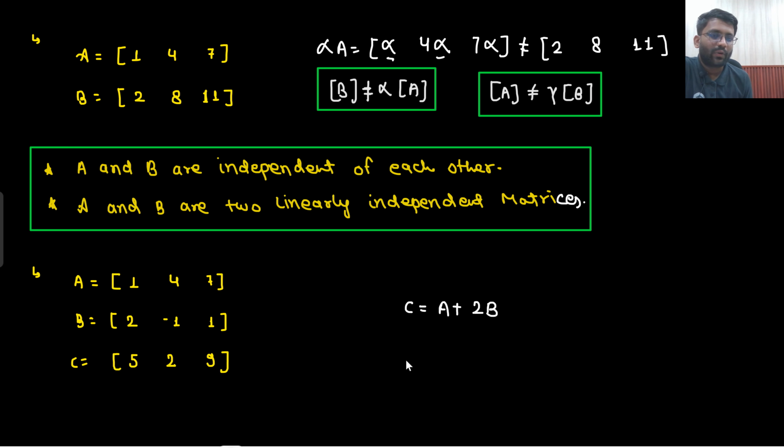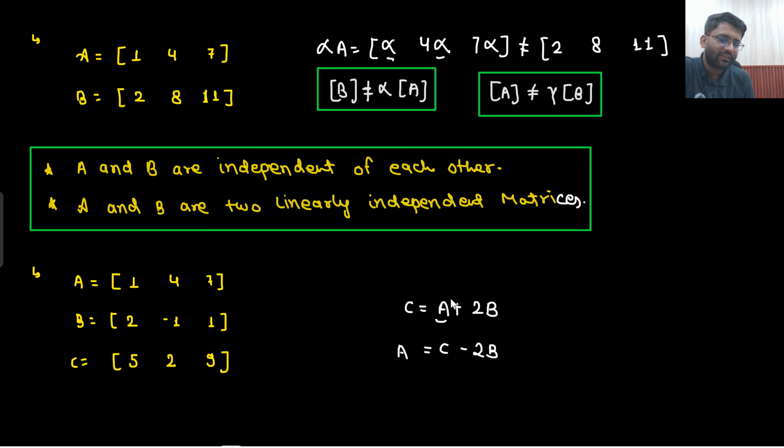Matrix C. Or what you can see is that in matrix C, if I subtract twice of B, then I will get matrix A. In matrix C, if I subtract twice of this, 5 minus twice of this, what that would be? 4. 5 minus 4 will be 1. 2 minus twice of this, what that would be? Minus 2. So 2 minus of minus 2 will be 4. 9 minus 2 will be equals to 7.